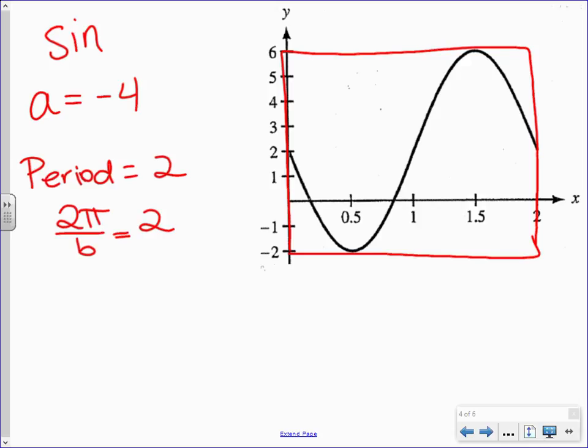Some of you are going to be able to figure these out in your head. Some of you are going to need to do some cross multiplication. Okay, so 2 pi equals 2b, divide by 2, b equals pi.